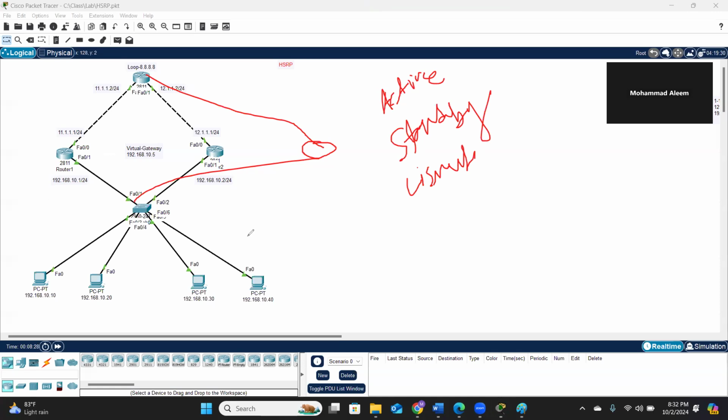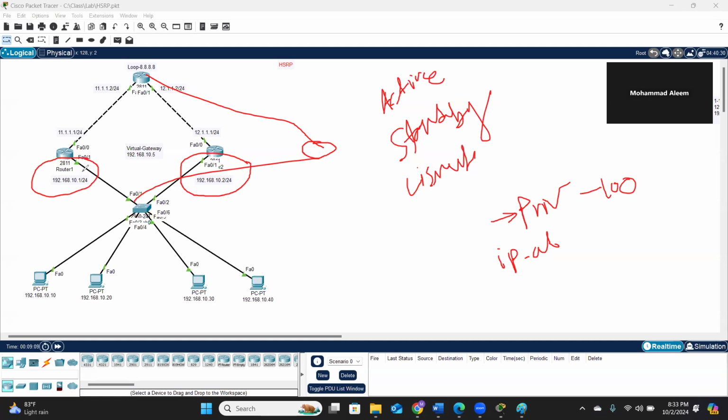So first, it will check the priority. By default, every router has a priority of 100. So if the priority is matched, then we need a tiebreaker. The tiebreaker here is the highest IP address. So in these two routers, on this LAN interface, we have to check where we are configuring, and that router will be elected based on the tiebreaker IP address. So whichever way we are configuring at the interface level.